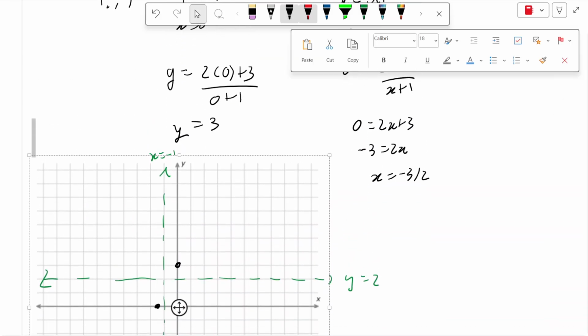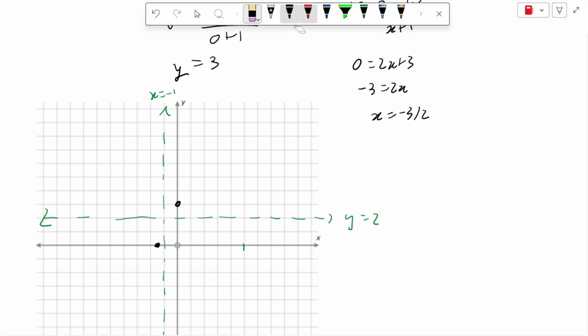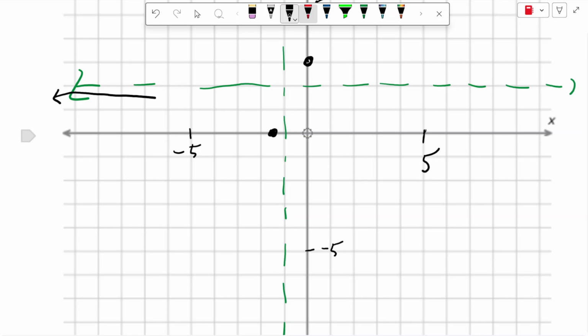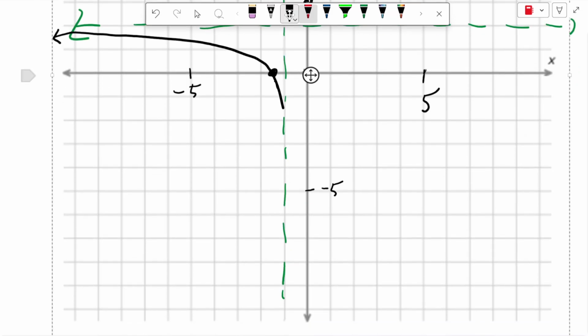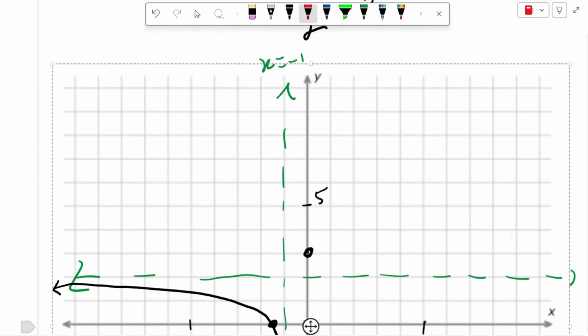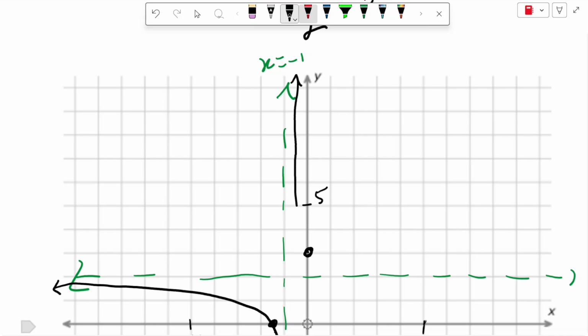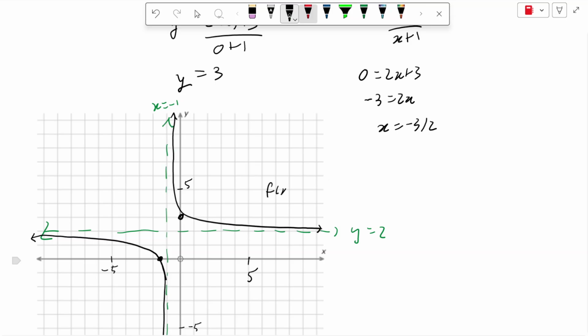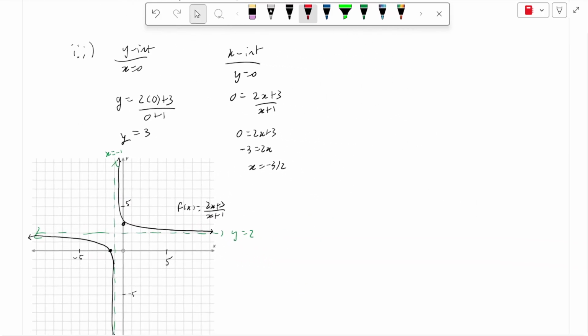So nothing too strenuous. Just put 5 there, 5 there, -5 there, -5 there. And then we can draw a graph. So our graph will look something like this. Should be a bit steeper. And then something like that. So coming into 2 from above. And we can verify that just by looking at the graph here. And then we better label it. So f of x is 2x plus 3 over x plus 1. So that's a graph. Okay.